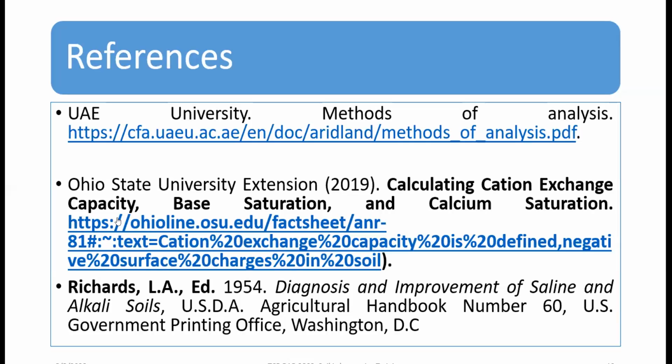Of course, there are many other methodologies that use potassium instead of sodium. But the principle is the same: replacing cations by a single cation and then extracting this single cation by another one that is capable of replacing it, and then you determine the cation exchange capacity based on a single ion.